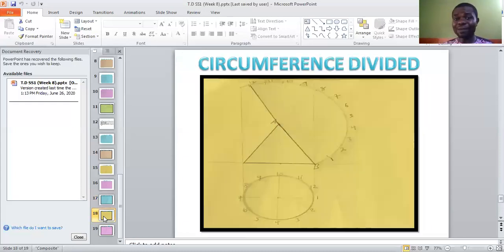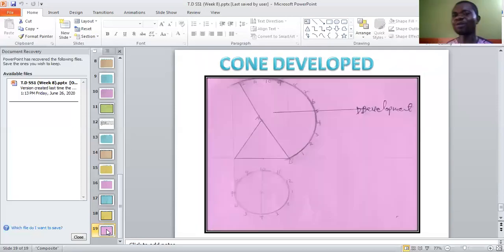Then remember the last thing said: join the last point, that is point 12, to the apex. That is what we have done here. Then the last thing, you just make this curve bold. That's all you need to do. Make that curve bold, and you have gotten what you need.